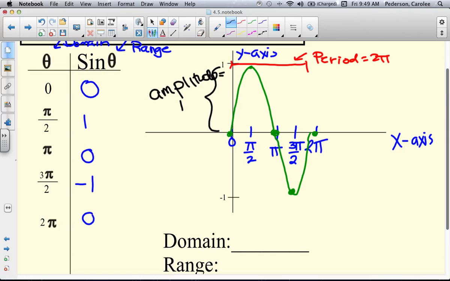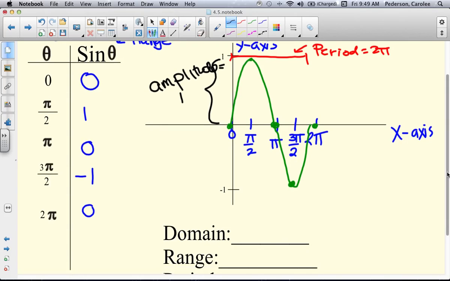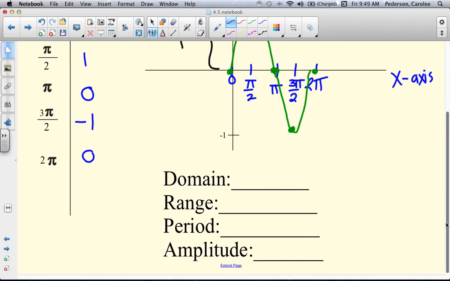So now I just have some questions for us to answer. In this parent function, what kind of numbers can I plug in for the domain? Any angle can work, right? Anything in the negative angles, anything in the positive angles. So all real numbers, from negative infinity to infinity. Remember, I only graph 1 revolution. This graph goes on forever.